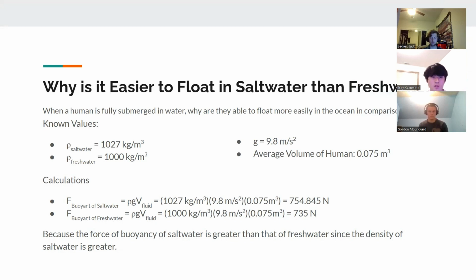So doing the calculations here using the buoyancy force equation, we can see that the buoyancy of salt water has a force of 754 newtons, or 755 newtons approximately, while the buoyancy of fresh water has a force of 735 newtons. So through these values, it can be seen that the force of buoyancy of salt water is greater than that of fresh water because the density of salt water is greater, and that explains why we're able to float better in salt water.